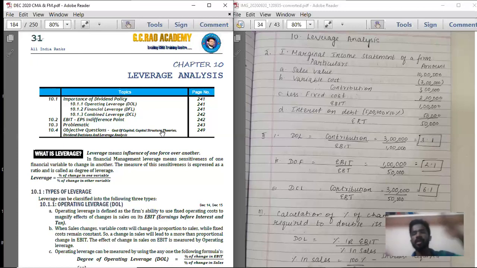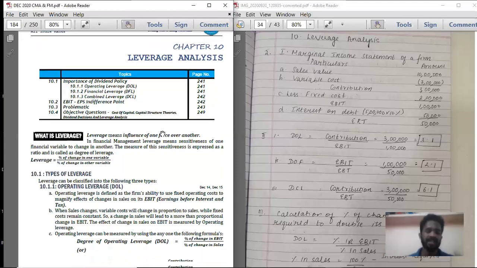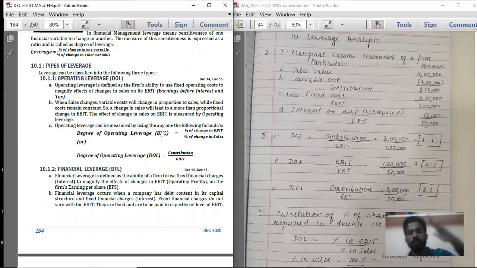So whatever you are dealing with between sales to EBIT, that is called operating leverage. Simple. Whatever values you have between sales and EBIT, that is operating leverage. And next is financial leverage. Whatever you are having from EBIT to EBT, that is financial leverage. That's all. What is financial leverage?